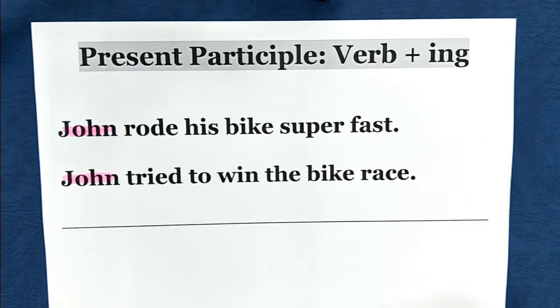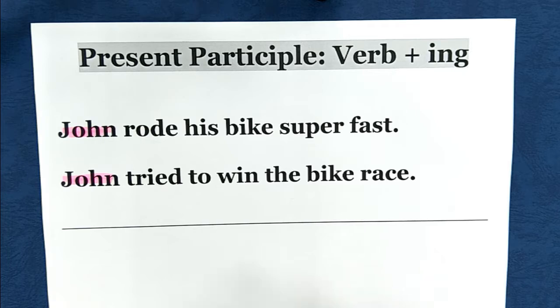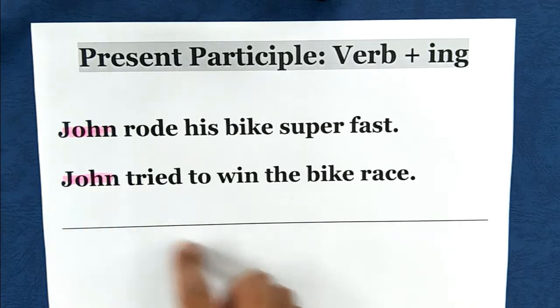Okay. So how do we do this? Let's say I give you two sentences. John rode his bike super fast. John tried to win the bike race. I tell you, combine these two sentences using a present participle phrase. Well, first notice that we have a common subject. The common subject is John and John.